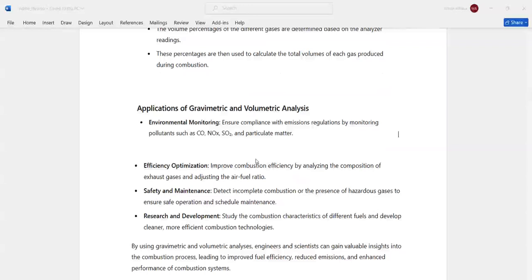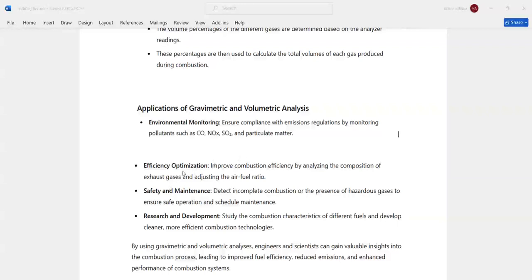So we do this in environmental monitoring to ensure compliance with emissions regulations by monitoring pollutants like carbon monoxide, NOx, which is the oxide of nitrogen. So it can be nitrogen dioxide, then sulfur dioxide, and particulate matter.